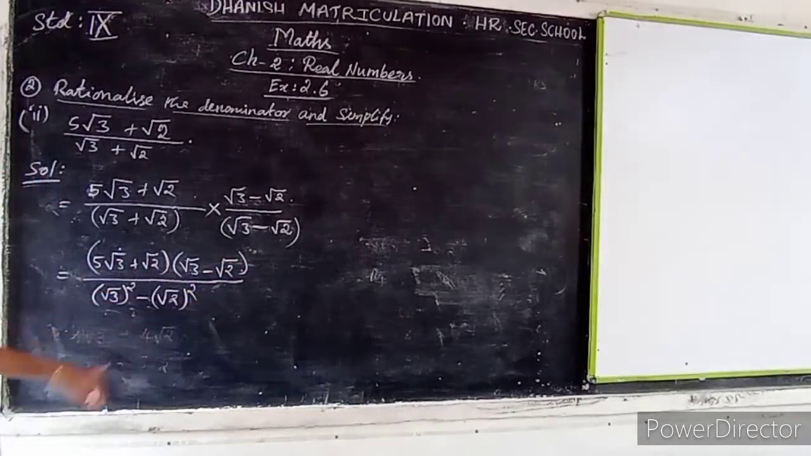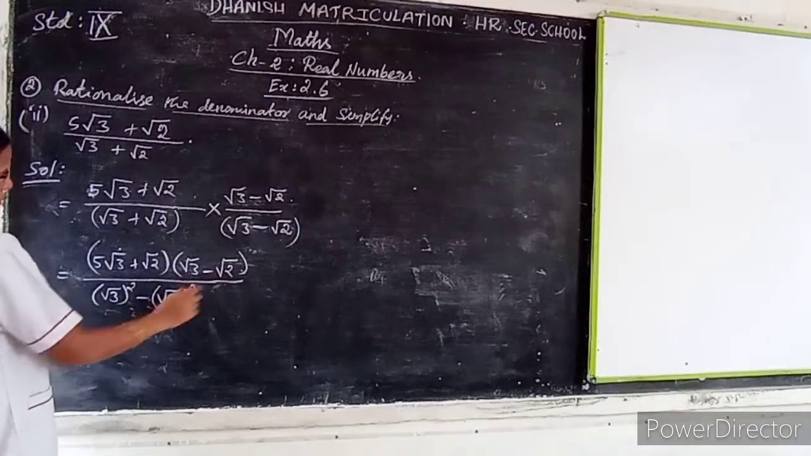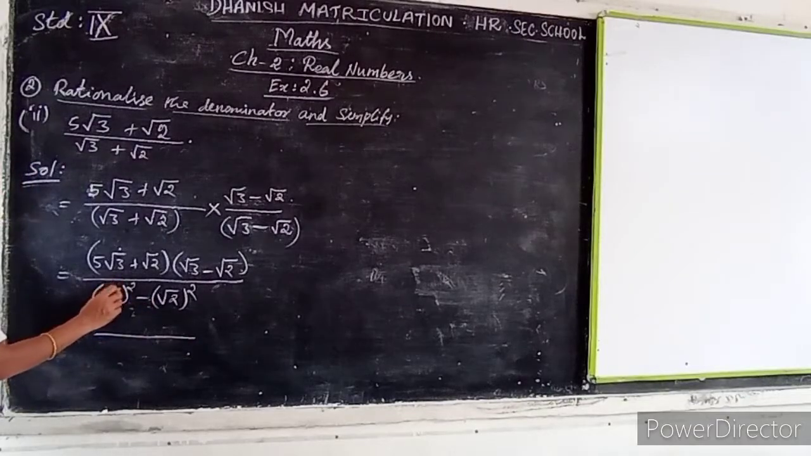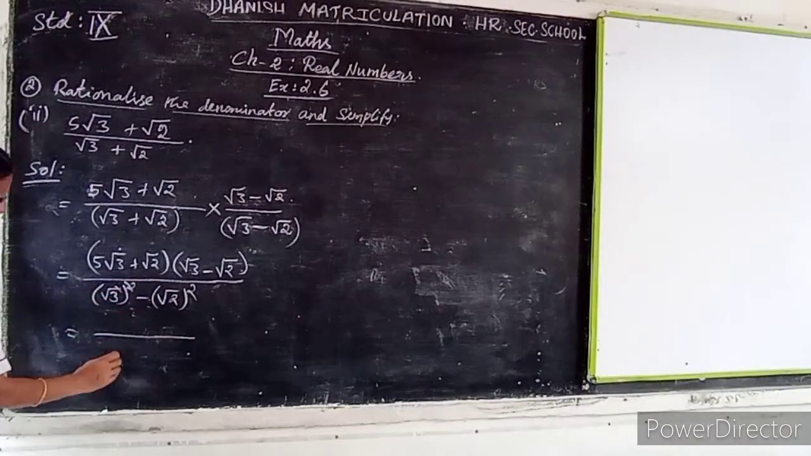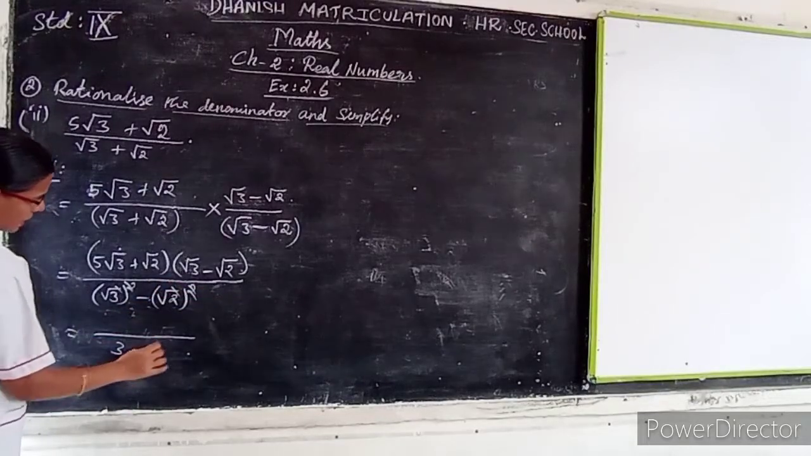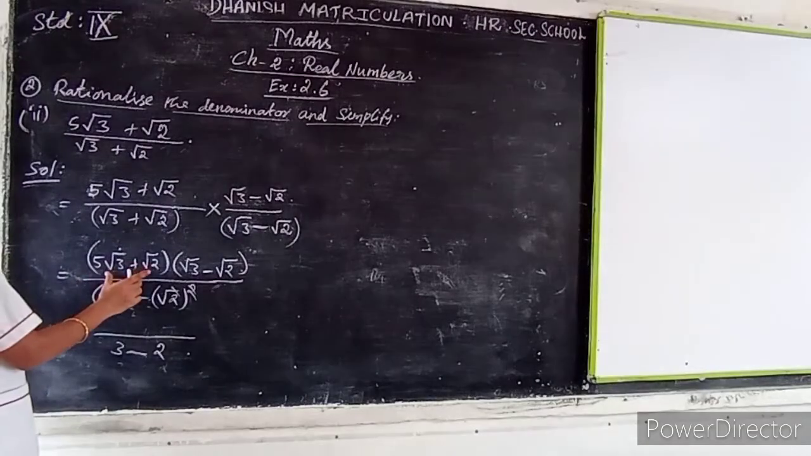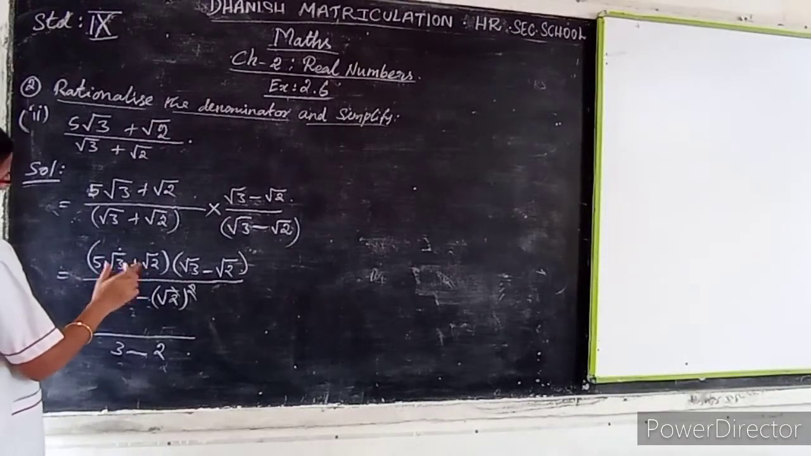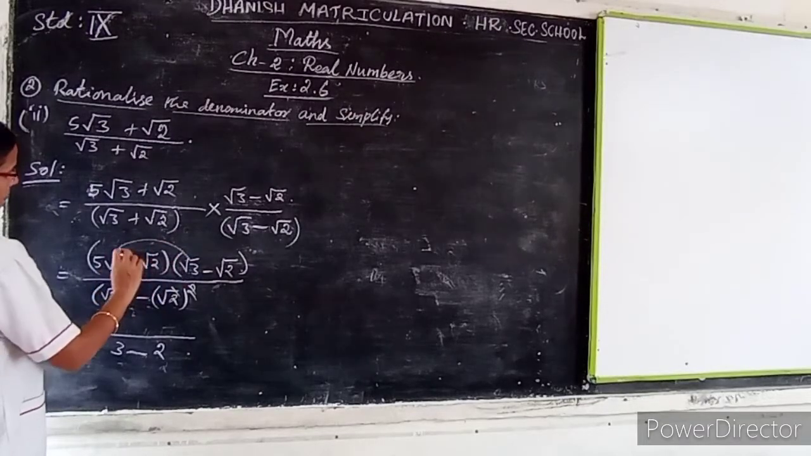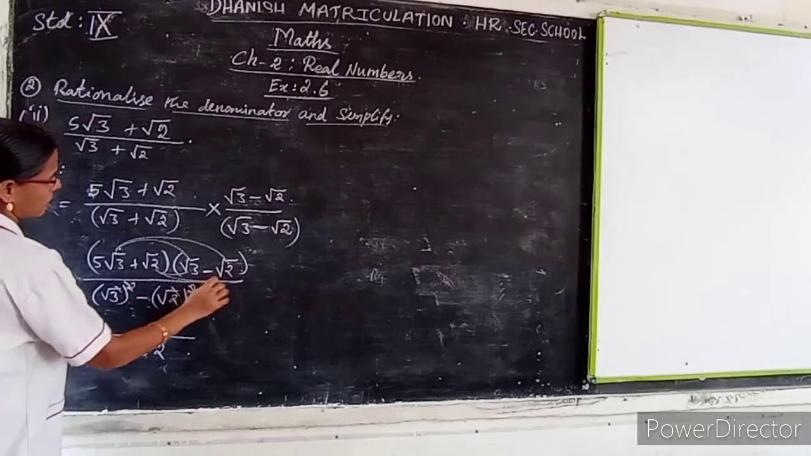So they are different terms. Here, (5 root 3 plus root 2) into (root 3 minus root 2). Denominator is root 3, the squares get cancelled, so 3 is balanced, minus 2. In the numerator, two multiplicative terms are there.